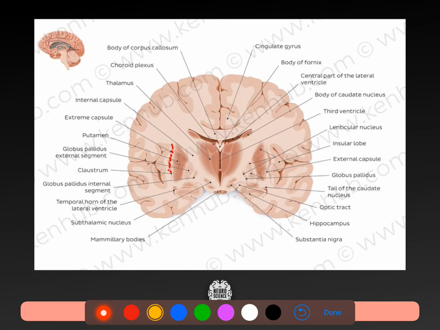And so medial to that is our external capsule and then our extreme capsule. So we have three capsules, internal, external, extreme, and the claustrum, and then immediately lateral to that is the insula. So it's worth being able to name all of these different things, sort of like lateral to medial. Insula, extreme, claustrum, external, the lentiform complex, the internal capsule, the thalamus, the third ventricle, and then it repeats.